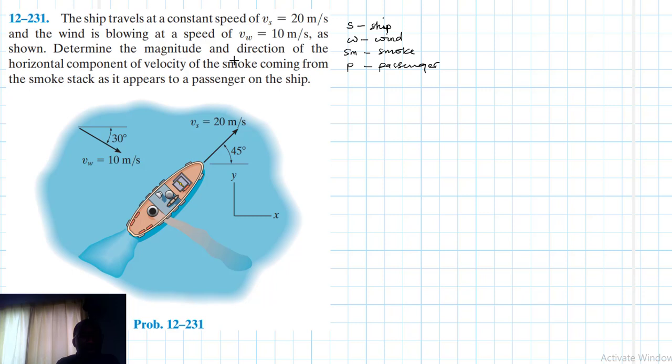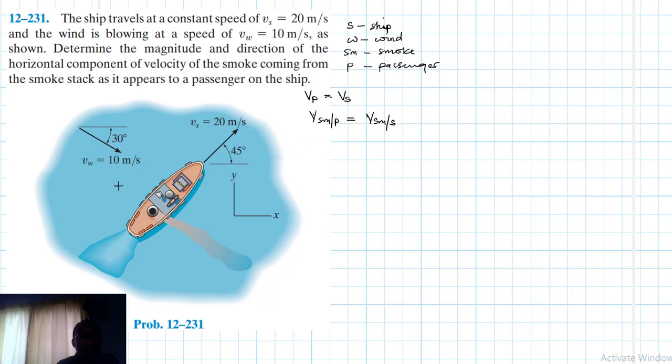So this is the velocity of the smoke with respect to the passenger. Let me make mention that the speed of the passenger on the ship will be equal to the speed of the ship. Therefore, the velocity of the smoke with respect to the passenger on the ship is just equal to the velocity of the smoke with respect to the ship.